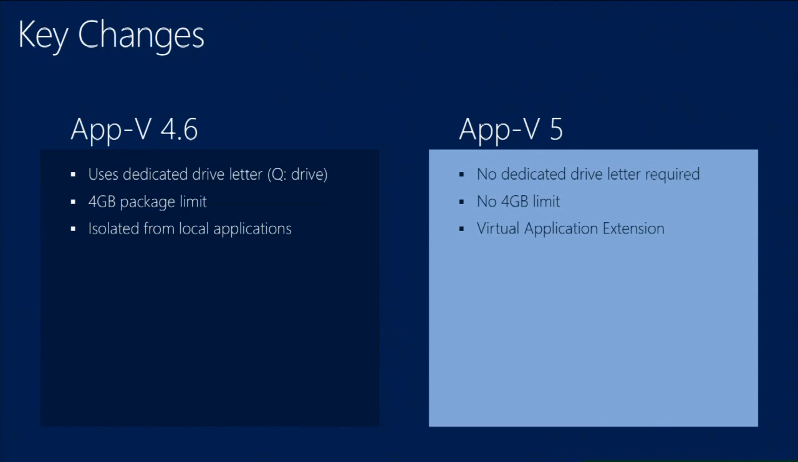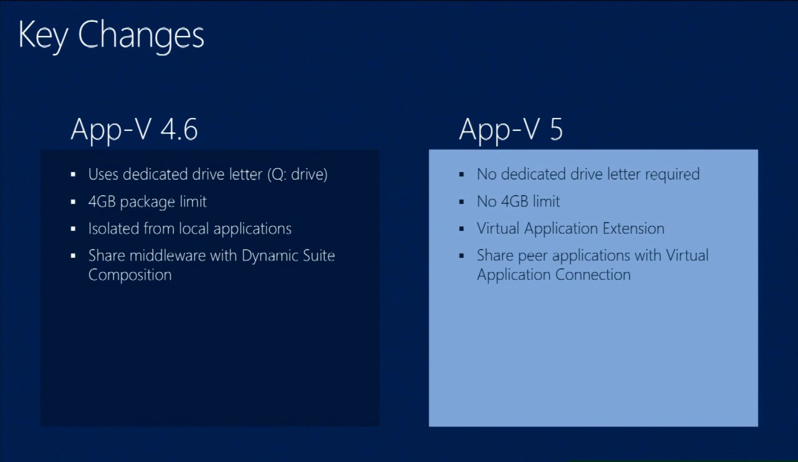Isolation, we talked about that a little bit, virtual application extension. So file type associations and shortcuts, we've generalized it. And I'll also add that under the covers, we've made it simpler to continue to add subsystems. It used to be in 4.6, there were file type associations and shortcuts, and they were implemented in very different ways. So if we wanted to add more subsystems, it was very challenging to do. But in the code base, we've made this simple. Dynamic suite composition, we talked about this. It's now replaced by virtual application connection.